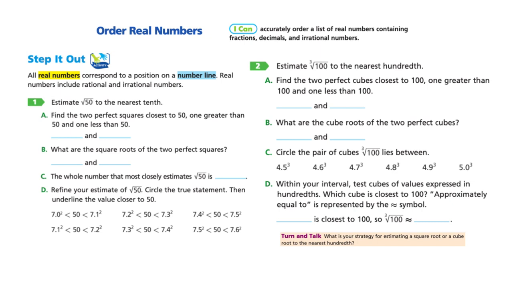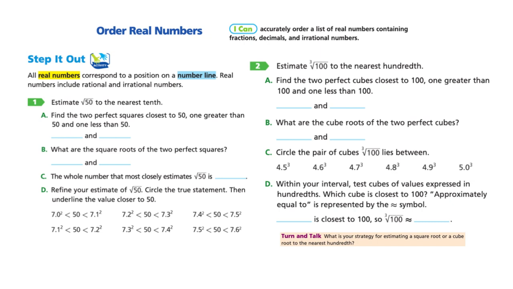All real numbers correspond to a position on the number line. Real numbers include rational and irrational numbers. And if you remember, rational numbers include integers, whole numbers, natural numbers, and then the irrational numbers are numbers that cannot be written as a terminating or repeating ratio of two integers. So let's look at number 1, estimate the square root of 50 to the nearest tenth.